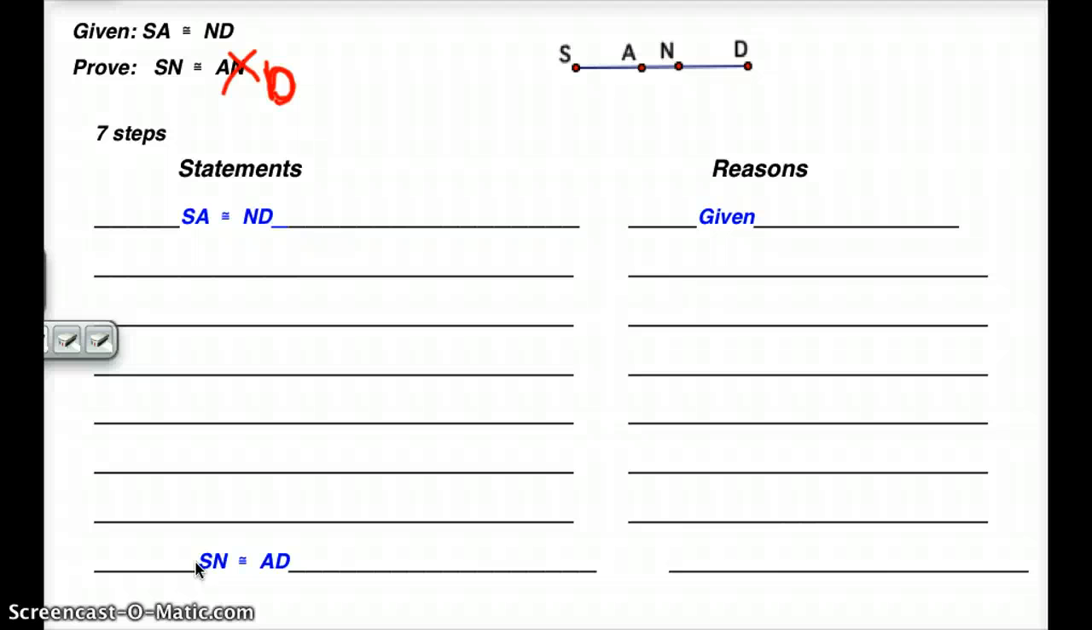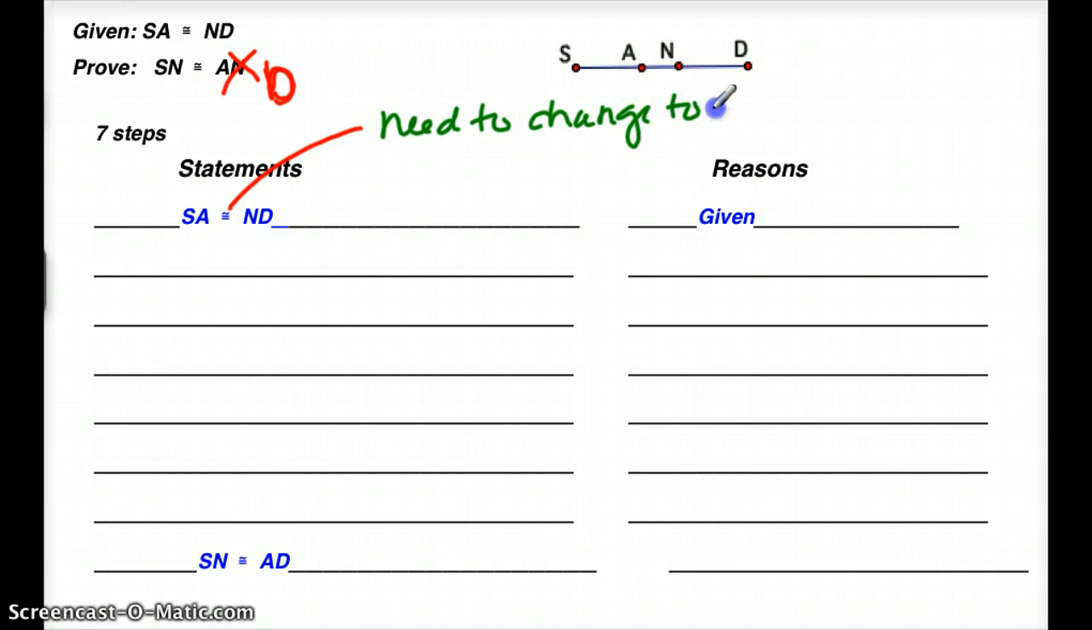Again, this is not prove here. Prove is not a reason. Do not be writing prove there. Nobody's doing that on the quiz. All right, let's go back up to the top. The difference between this proof and the previous proof is this one has congruent symbols. When you have congruent symbols, you need to change to equals before substituting.